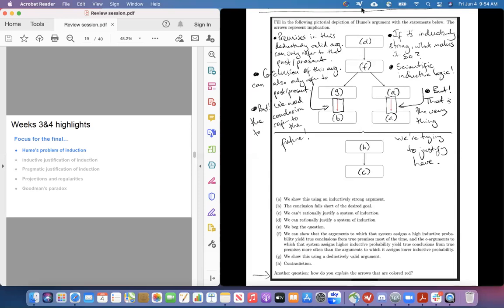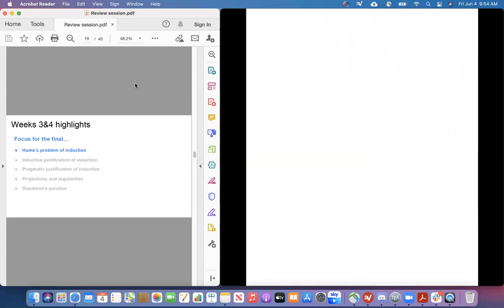Yeah, so this is a complete kind of picture of what Hume argued, how his argument goes. Okay, so that's weeks 3 and 4, the highlights and the focus. Let's move on.